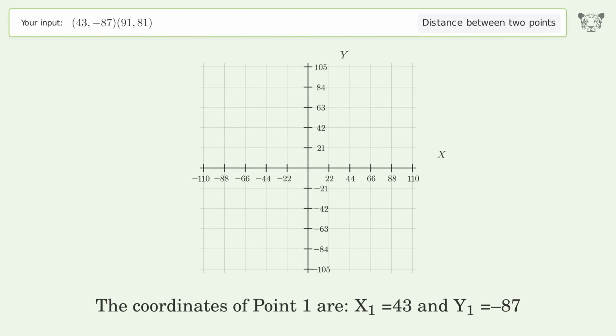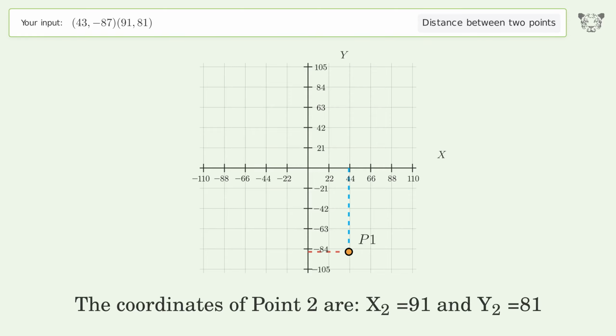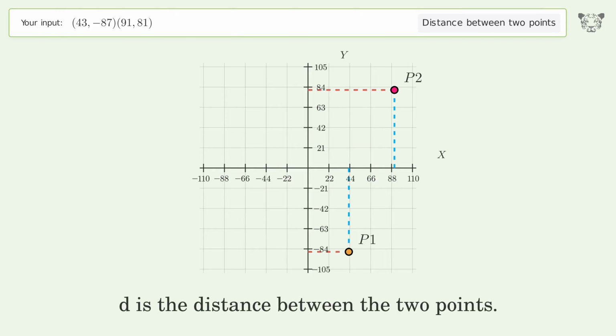The coordinates of point 1 are x1 equals 43 and y1 equals -87. The coordinates of point 2 are x2 equals 91 and y2 equals 81. D is the distance between the 2 points.